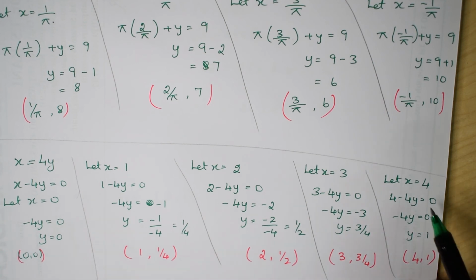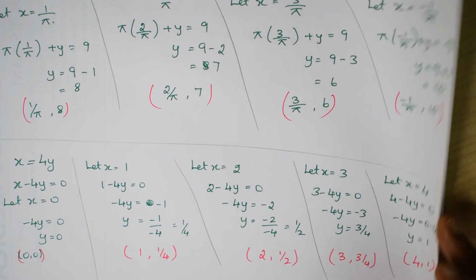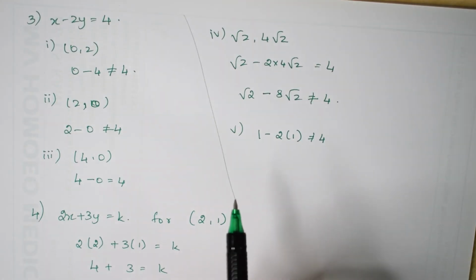So I have introduced one more number, x is equal to 4, and accordingly when I substitute, I get the coordinate of y to be 1, and so (4, 1) becomes one more point on the straight line. Okay. Then this is an even easier question.